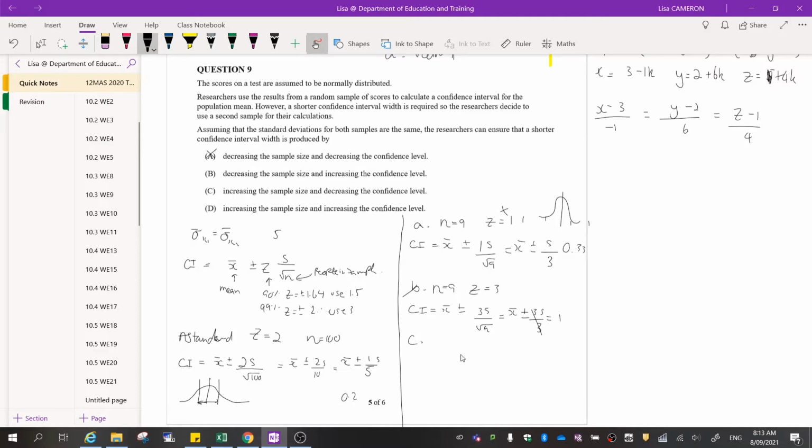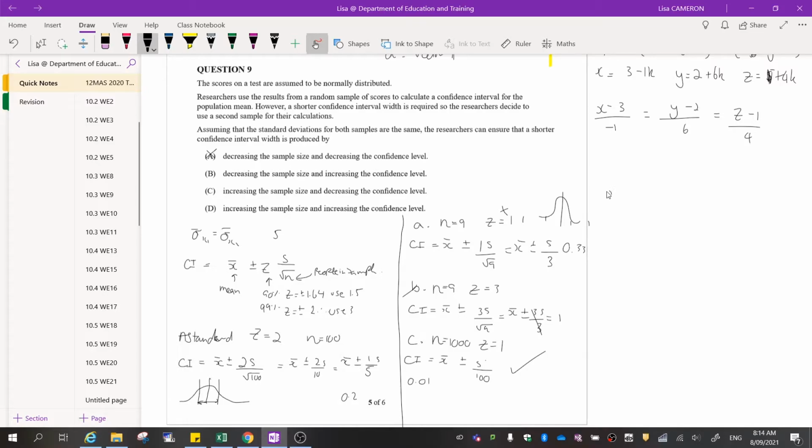Okay, let's test C. Increasing the sample size, let's let n equal 1,000, and decreasing the confidence, so let's let z equal 1. The CI is equal to x plus or minus. I'm not going to do this working out again. I'm going to jump straight to the answer. S over the square root of that, which will be about 100. Now that is way less. If that's 0.2, this is 0.01. So you are a contender.